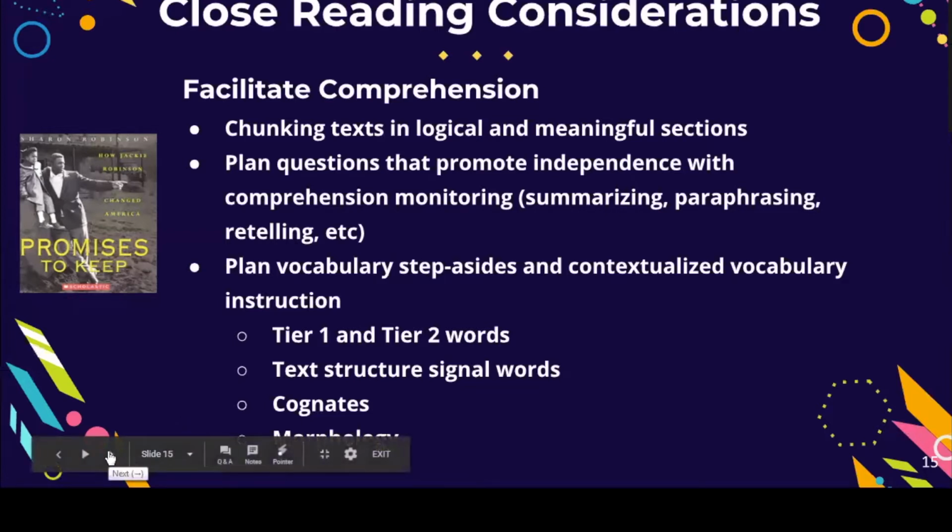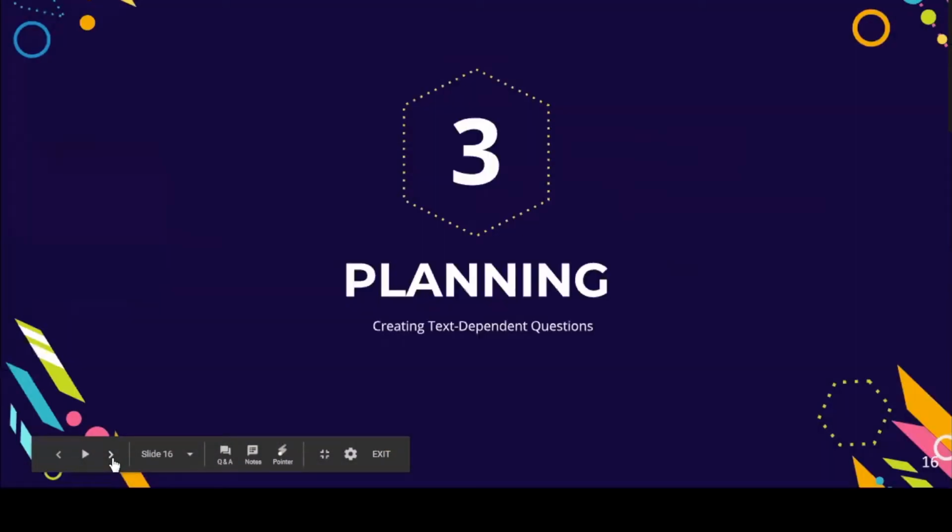So those step-asides are both. They are planned, but they also are those just-in-time ones. So when you see that students are having difficulty, then you would spend some time on the words. So the planning part is what is at the heart of this.